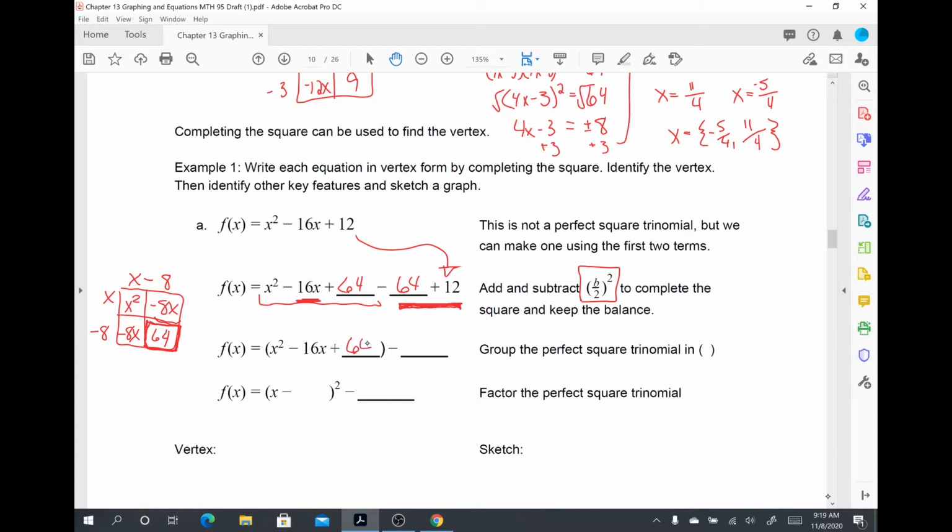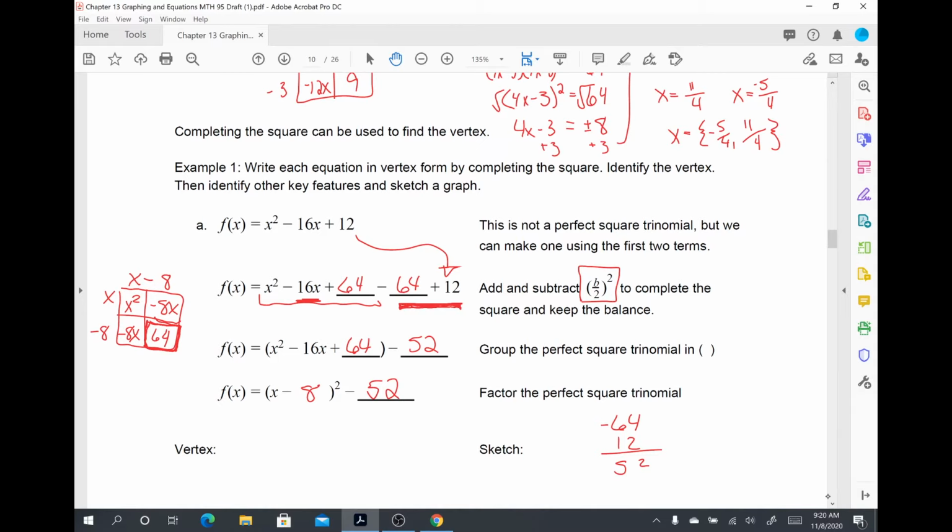So we'll keep that 64 there. And then what is negative 64 and 12? Okay, so we have negative 52 on the end. Now our square is the negative 8. You can see it with my visual over there, x minus 8 squared. And we'll have our final term, negative 52.